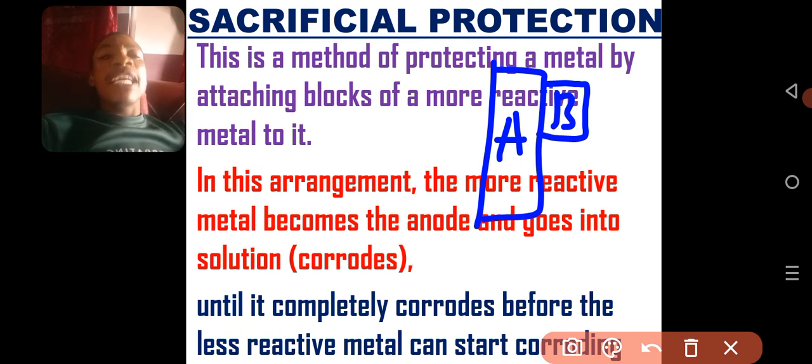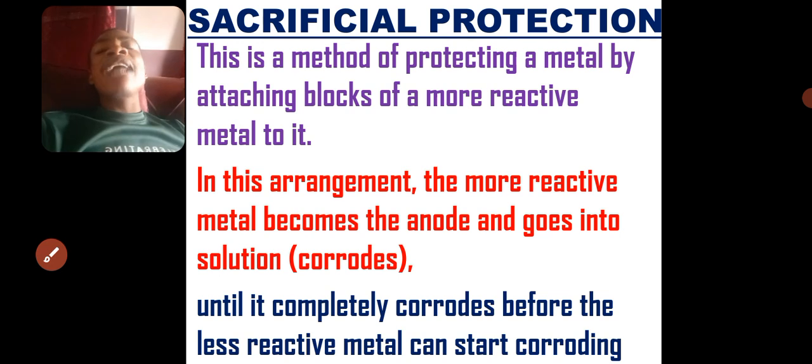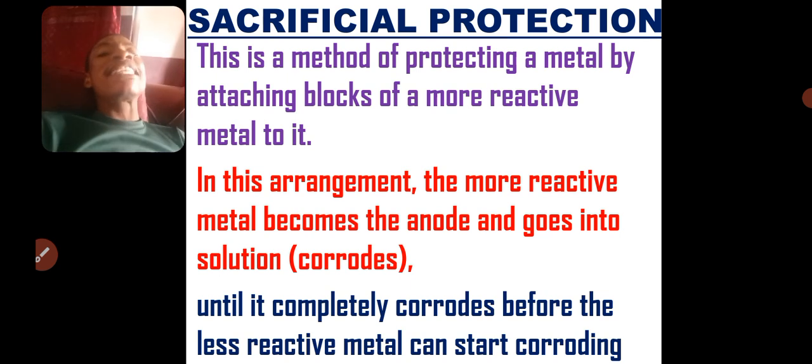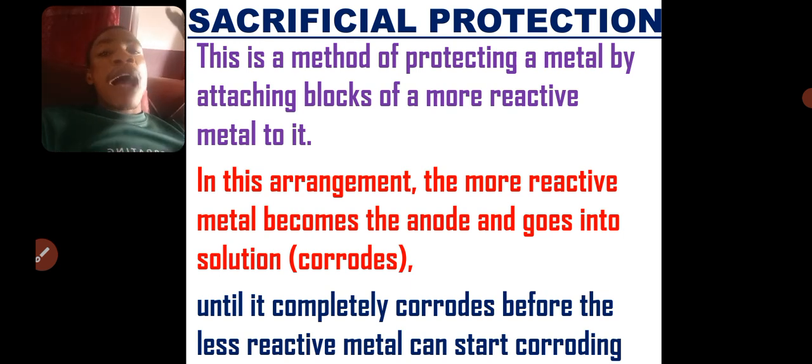So in that kind of arrangement, the more reactive metal becomes the anode and corrodes first, and until that more reactive metal completely corrodes, the less reactive metal will not corrode as long as it is joined to that more reactive metal. So in that case, you are sacrificing the anode, which is the more reactive metal, and using it to protect the cathode, which is the less reactive metal.